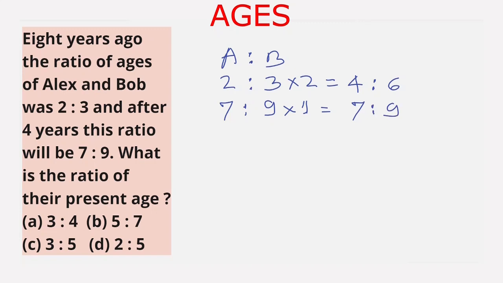Now the difference between 4 and 6 is also 2 and between 7 and 9 is also 2, as well as the difference between 4 and 7, the first part of each ratio, is 3, and the second part of each ratio, 6 to 9, is 3. So this gives 3 equal to 12 years, as 8 years ago it was 2:3 or 4:6, and after 4 years this will be 7:9. So the total span between these two ratios is 12 years. So 3 equal to 12 years, or 3 parts equal to 12 years.